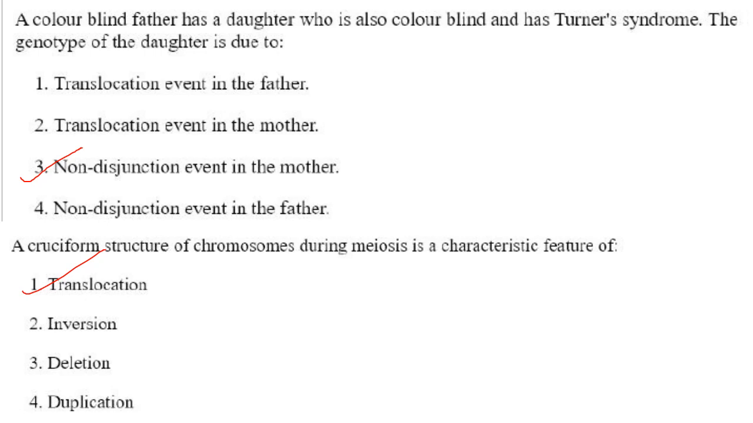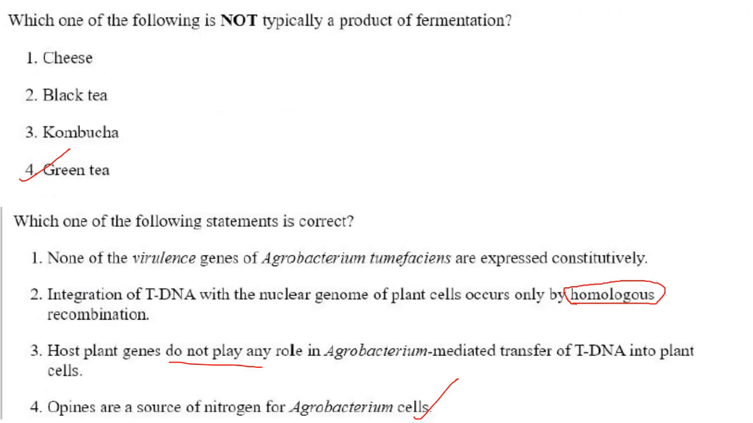Then next one. A cruciform structure of the chromosome during meiosis is a characteristic feature of translocation. Now next one. Which one of the following is not typically a product of fermentation? It is green tea, which is not a product of fermentation, whereas black tea, its rich flavor is due to fermentation.